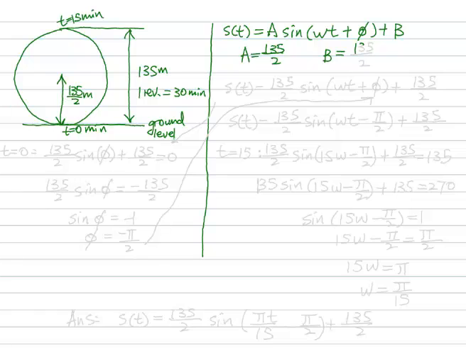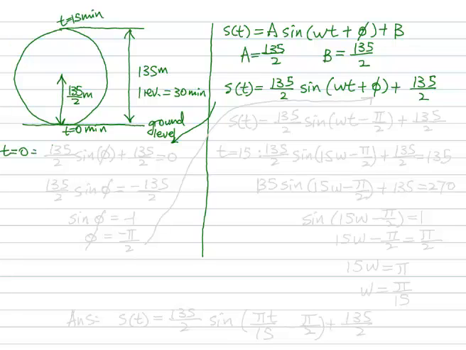And b also equals 135 over 2. We find b by finding the distance between the ground level and the center of the Ferris wheel. In this case, since the people can get on the Ferris wheel on the ground level, then b is the same as the radius. We then substitute a and b into the general form of the sinusoid. We get 135 over 2 times sine of omega t plus phi plus 135 over 2.